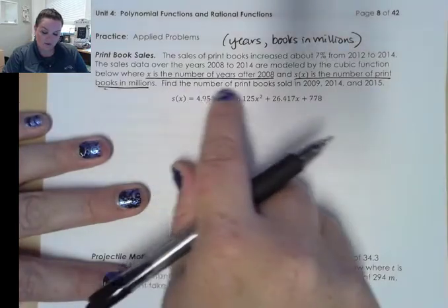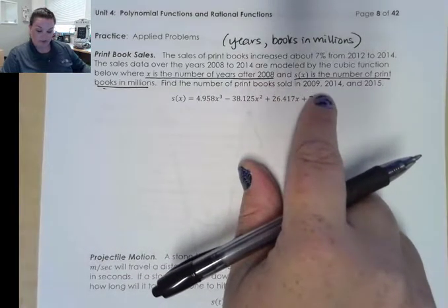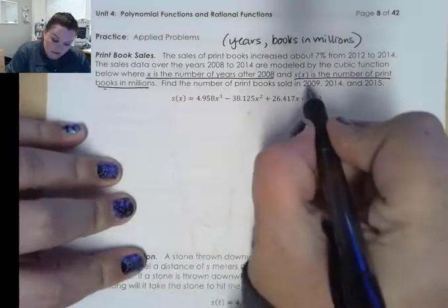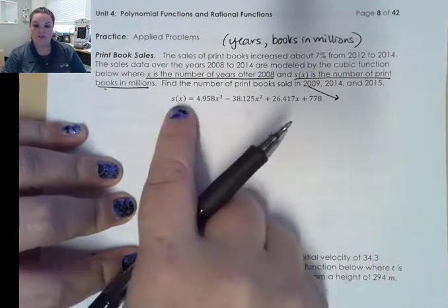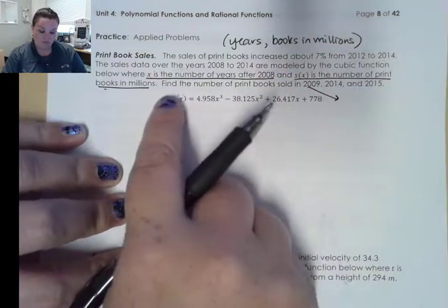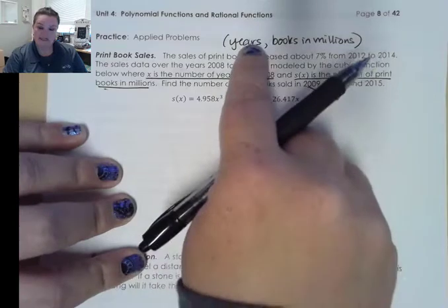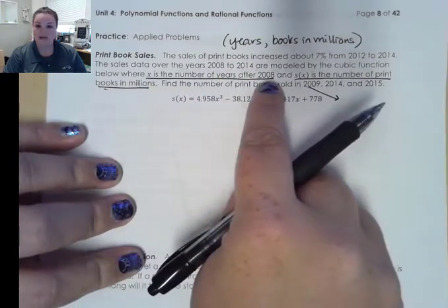It says find the number of print books sold in 2009, in 2014, and in 2015. So we're looking for three different answers. I'm going to just look at the first one, 2009. We want to find the number of print books, so we're looking for the function value, the y. If we're looking for the y, then we should know the x. The x is years. It tells us x is the number of years after 2008.